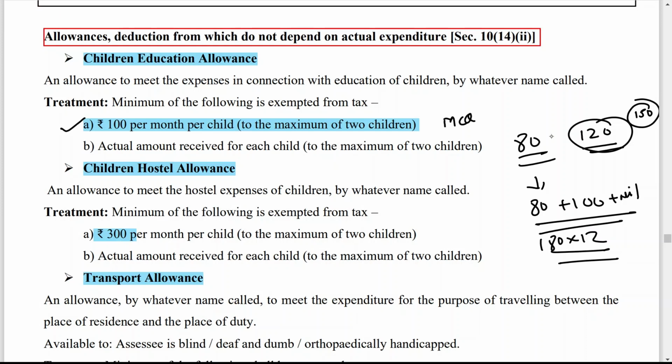Your maximum deduction is 100 per month per child, that is 200 for two children, but in no case is it more than 200. We will understand this with one example. I have taken one example in the same video.